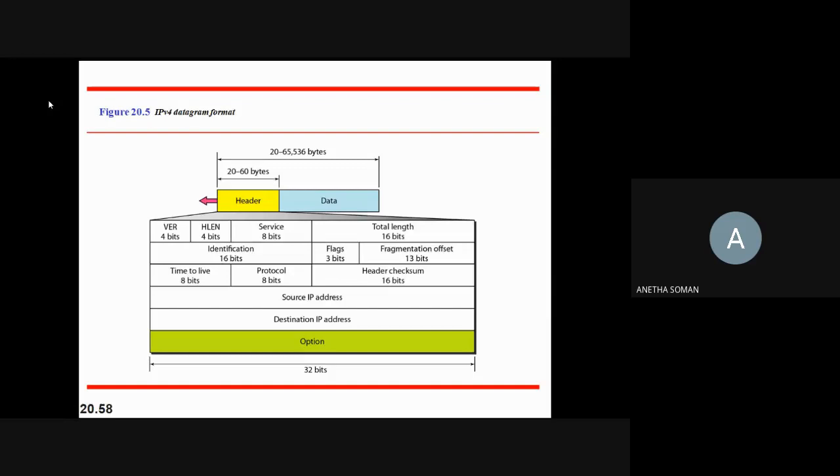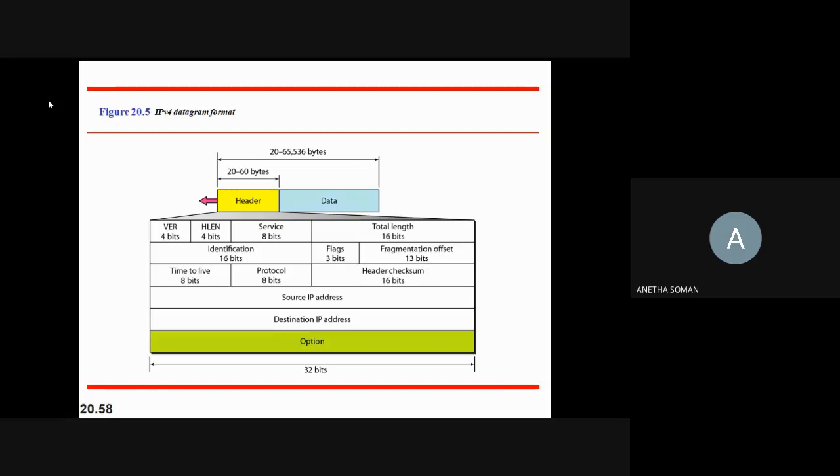Understood? So the first field will be the version field. Second will be the header length field. Now the third one is the services. Services, you can call it type of service or TOS. What it does is, it allows different types of IP datagrams to be distinguished from each other. Some IP datagrams may require low delay, some may require high throughput, and some high reliability. So whatever services are provided, that is specified in that field.